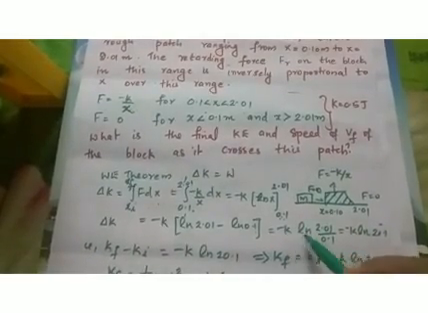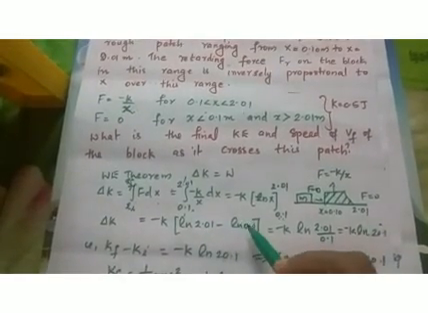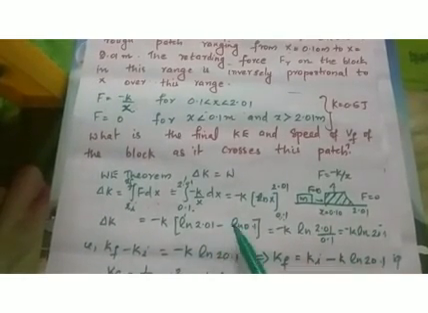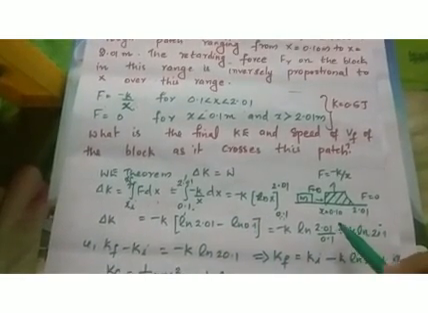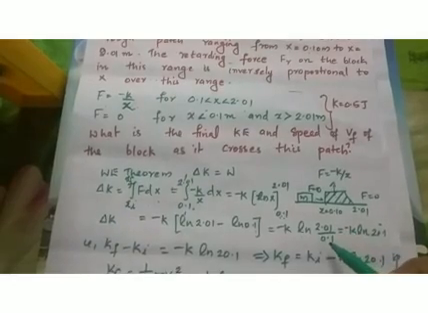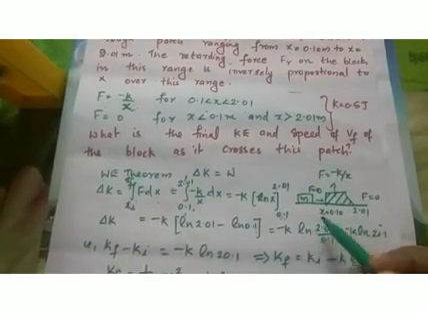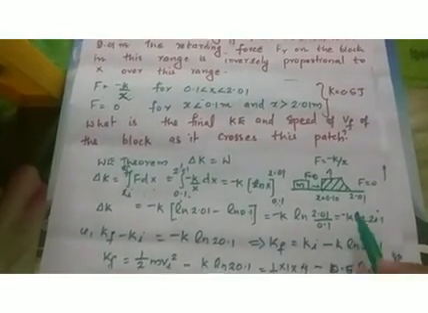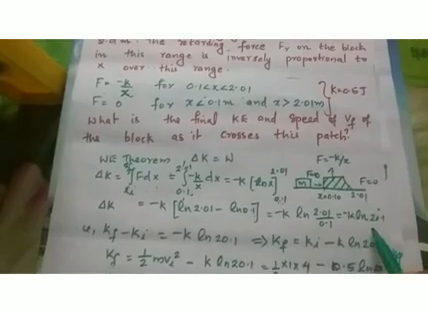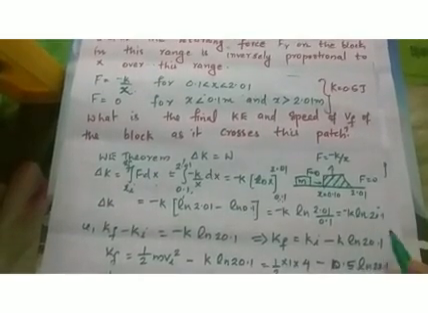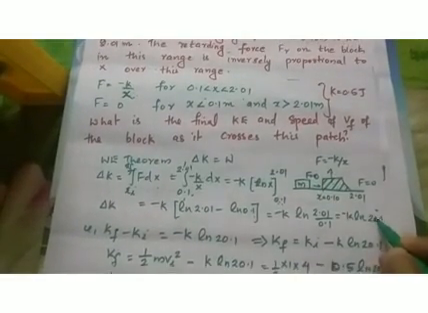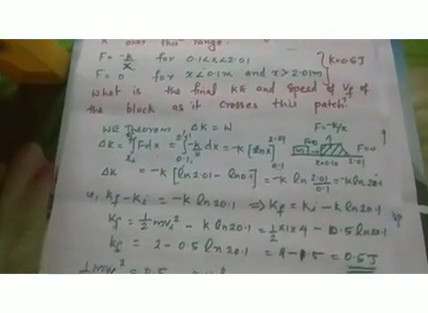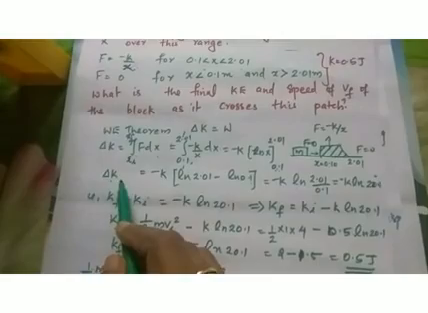That is minus k into, you know that log a minus log b is log a by b. So ln 2.01 minus ln 0.1 will be ln 2.01 by 0.1. So minus k ln 2.01 by 0.1 equals minus k ln 20.1. Okay, 20.1. And this is the expression for change in kinetic energy.